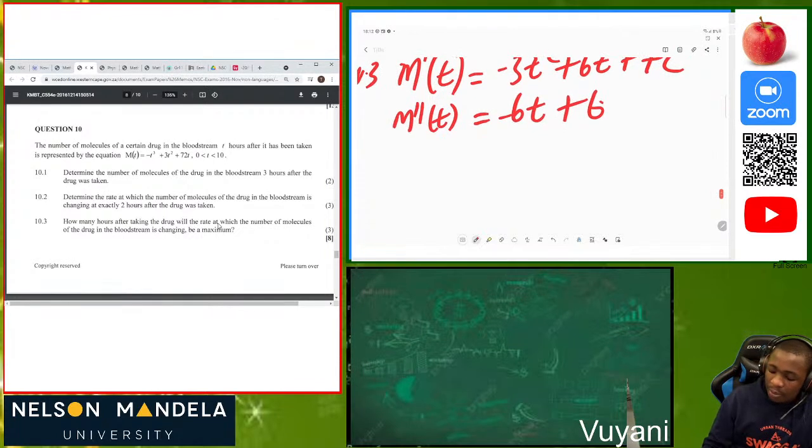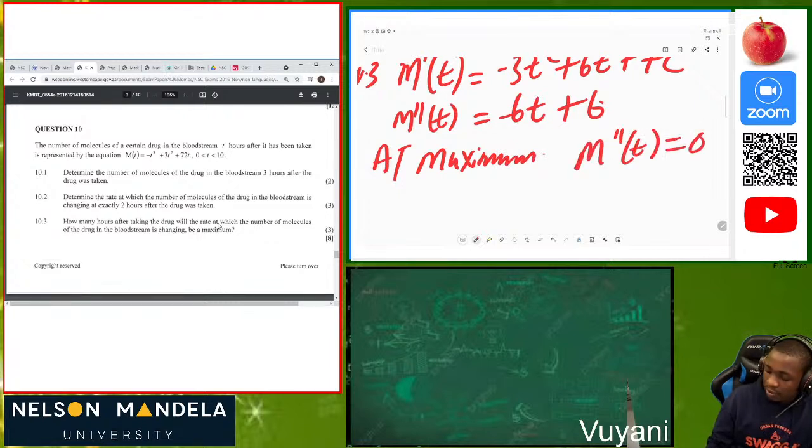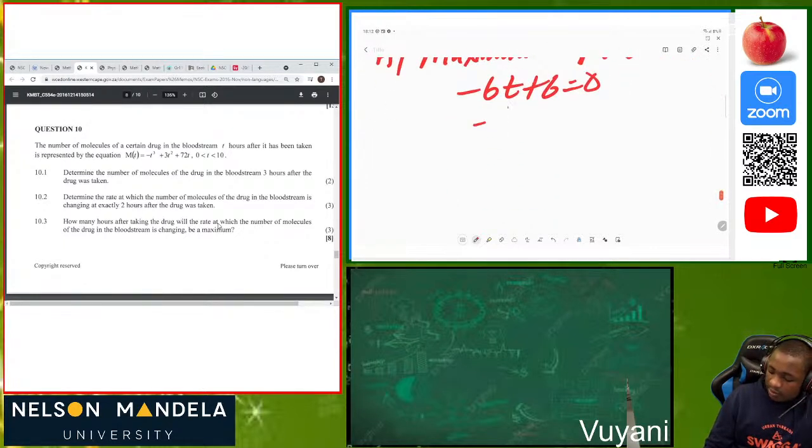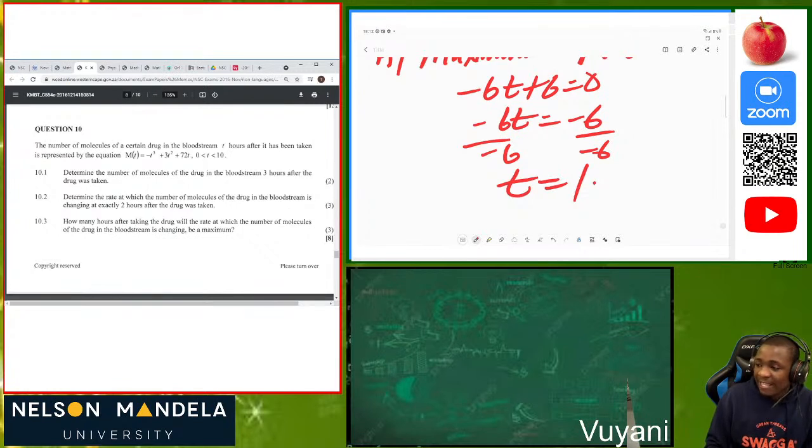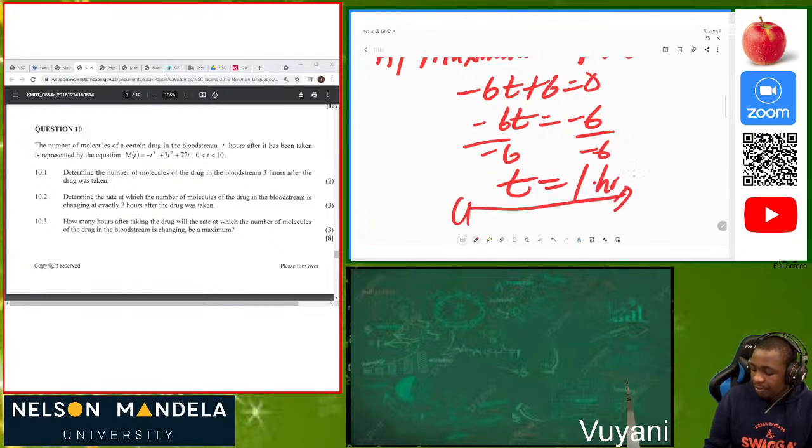Okay, so now we know that at maximum the second derivative must be equal to 0. So we have negative 6t plus 6 equal to 0. Then negative 6 is equal to negative 6t, divided by negative 6. Then our t is equal to 1. So therefore the maximum rate of change of the number of molecules of the drug in the bloodstream is after 1 hour. So the value which we need is 1 hour.